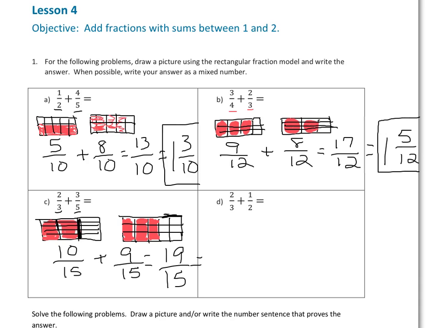15 can go into 19 one time. 19 minus 15 is 4, and then your denominator stays the same. You can check your work by multiplying 1 times 15, which is 15, adding the numerator, which would make it up to 19, and it would be 19 over 15, so it checks out. 19 over 15 equals 1 4/15. I'm going to have you try 1D on your own. Let's move on to question number 2.